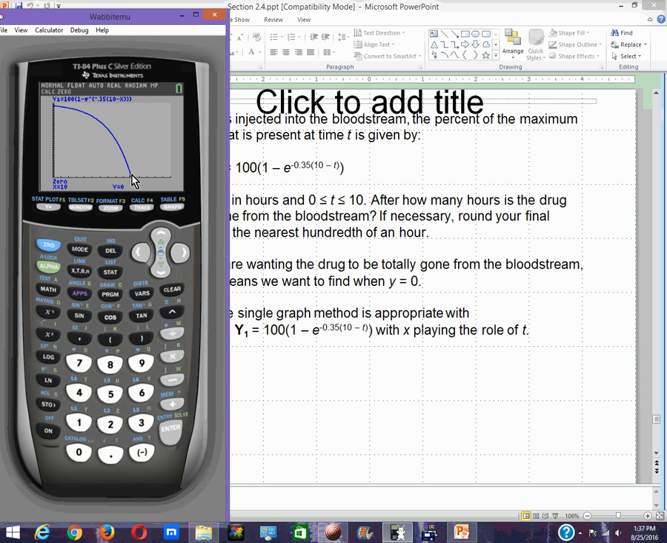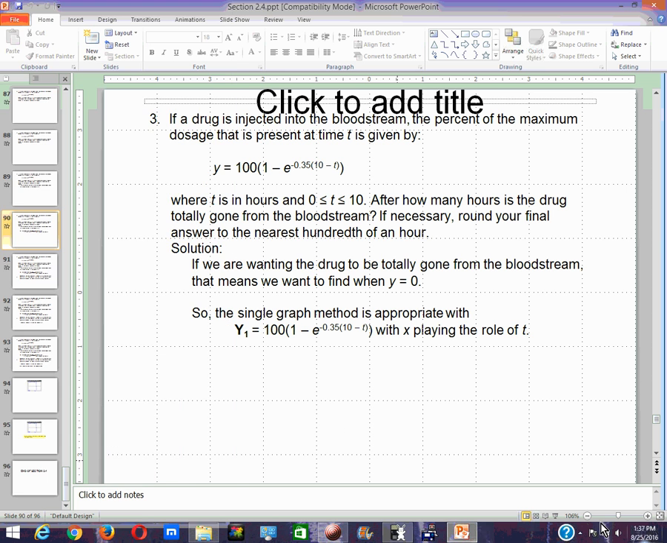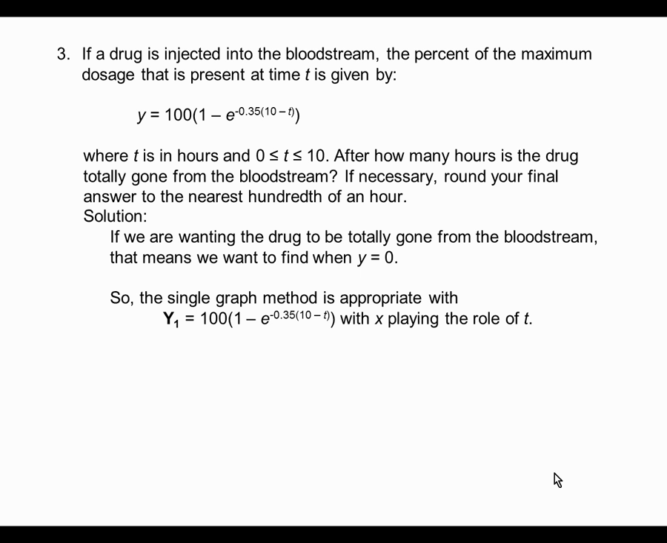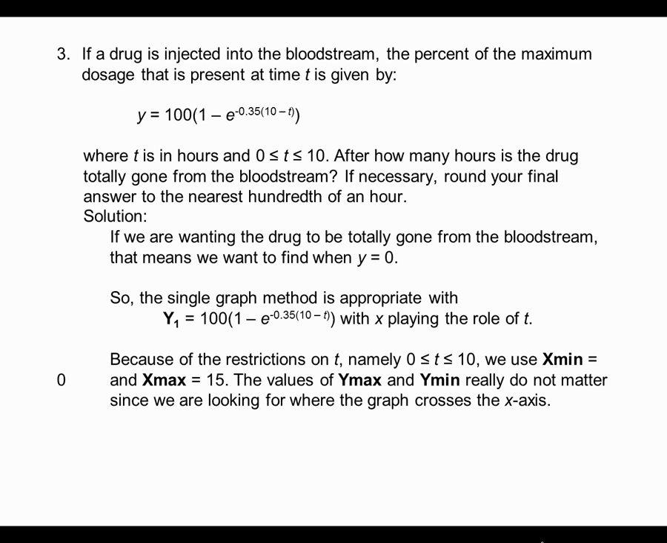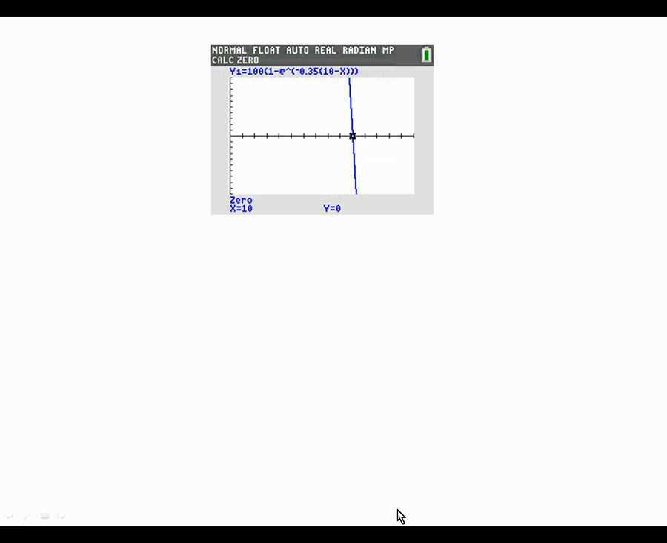10. So in 10 hours, okay, this 0 should be a little bit closer that way. So we use x min equals 0, and there I chose x max to be 15. Okay, so left bound of 7.5, right bound of 12. Okay, and again, 10. So after 10 hours, the drug is totally gone from the bloodstream.